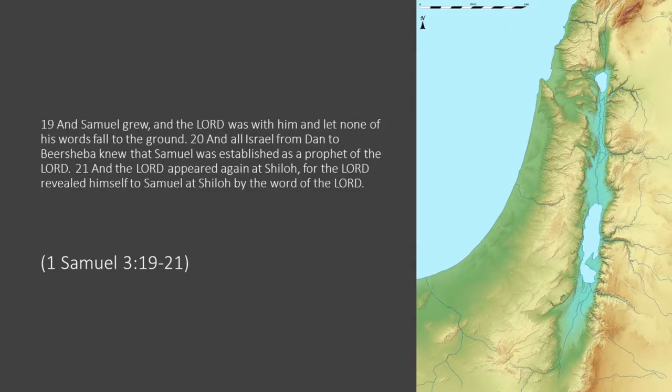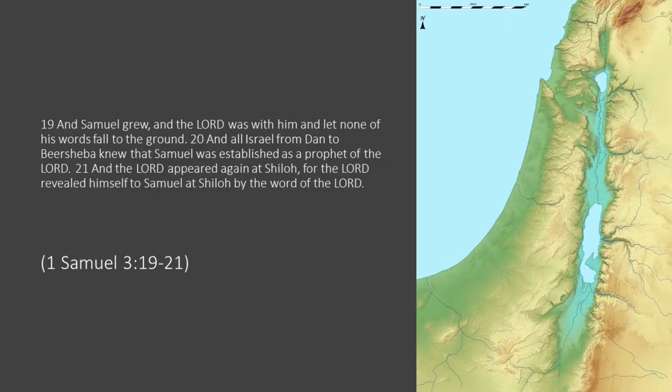And Samuel grew, and the Lord was with him, and let none of his words fall to the ground. What that means is that everything that Samuel said was true when he was speaking on behalf of the Lord, and that may even include some prophecies or future predictions as well. But none of his words fell to the ground. That means that Samuel is dedicated to the Lord, and the Lord is honoring him by making him a true prophet for Israel.